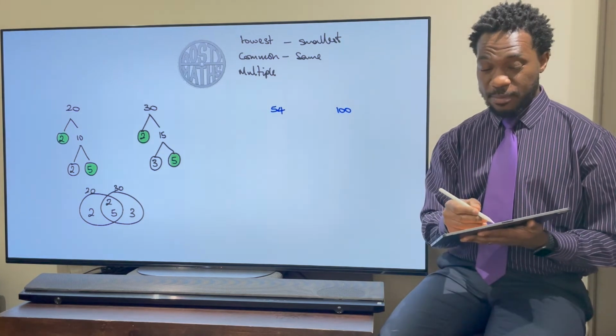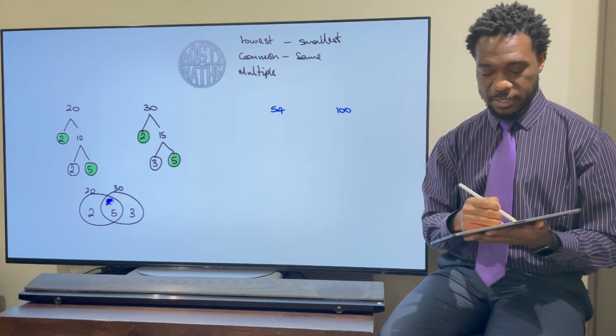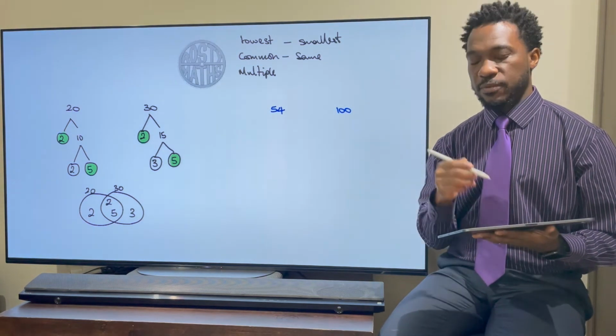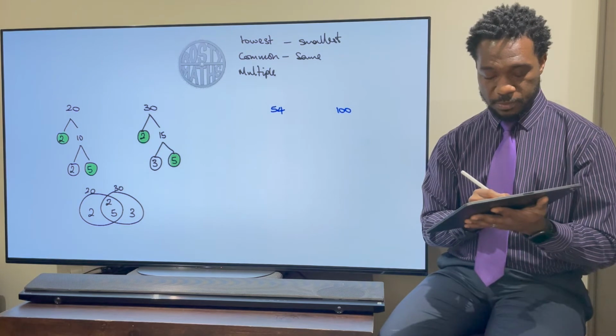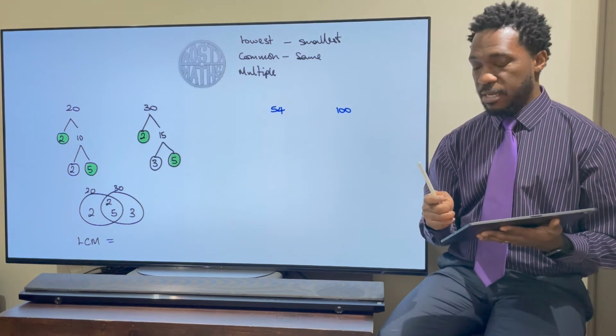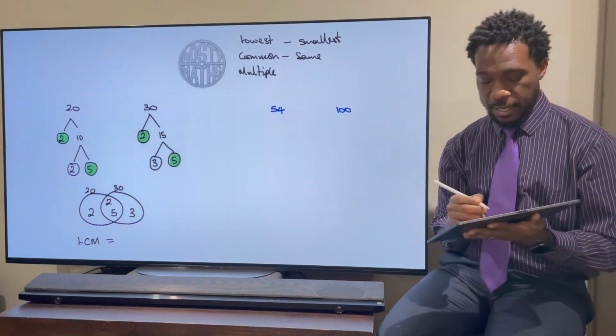Now, the highest common factor that I mentioned, by the way, if you remembered from that last video, it's going to be in the middle here. So that's my highest common factor in there. But that's not what we're looking for. We're looking for the lowest common multiple, or the LCM. And we get that by multiplying everything in that Venn diagram.